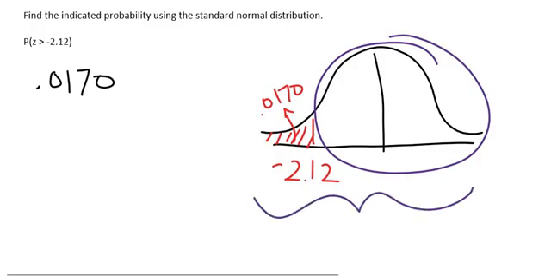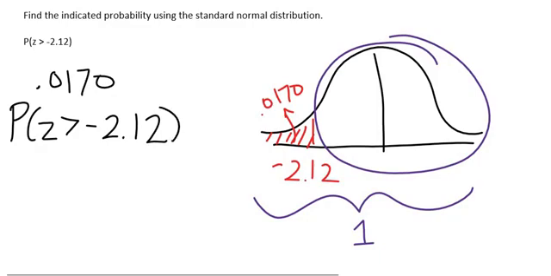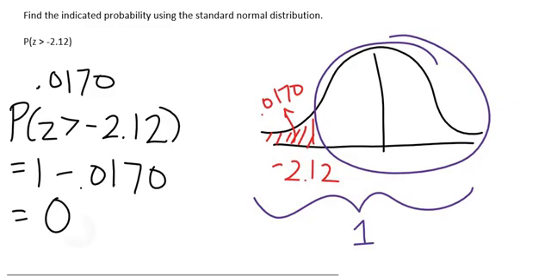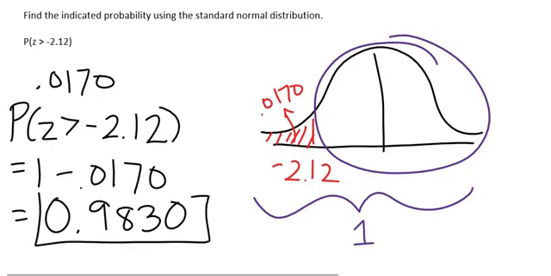We know that the area under the curve, all of the normal curve, is going to be equal to 1. So to get the area to the right, simply subtract 0.0170 from 1. And that area equals 0.983. And that is the probability that z is bigger than negative 2.12.